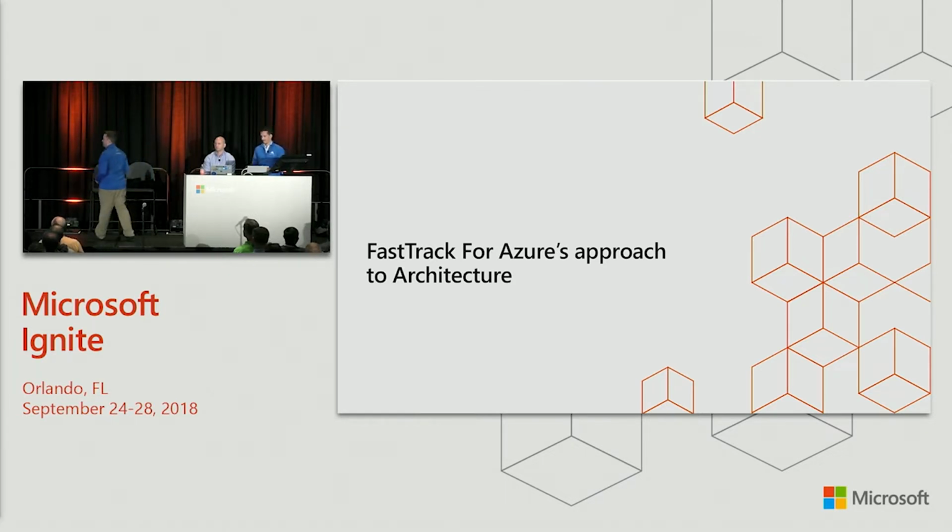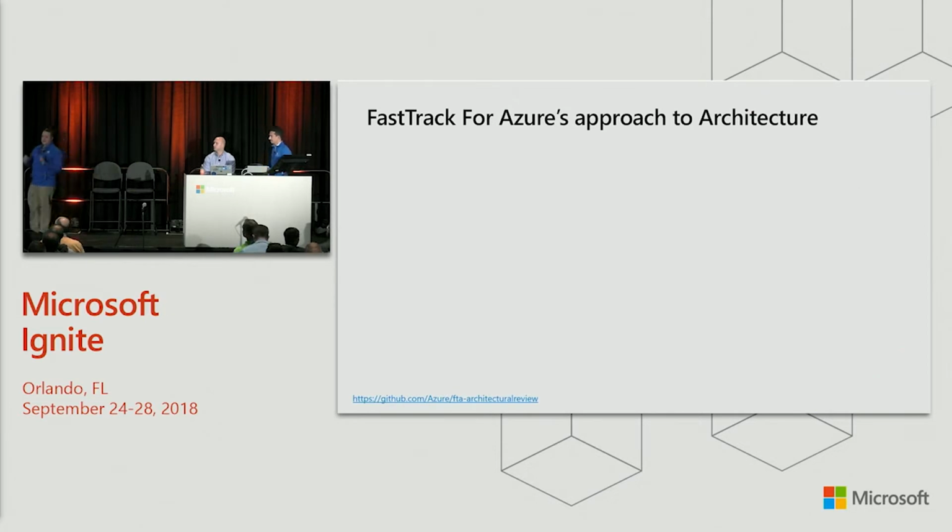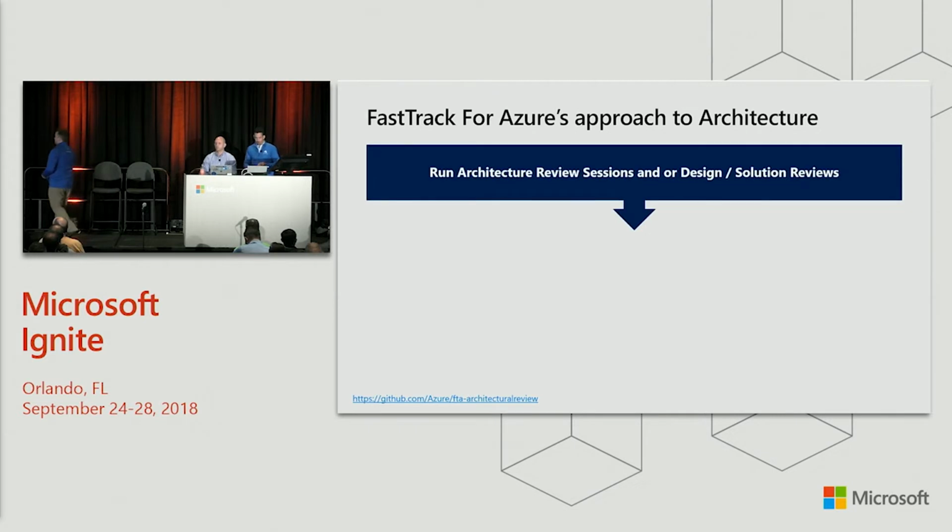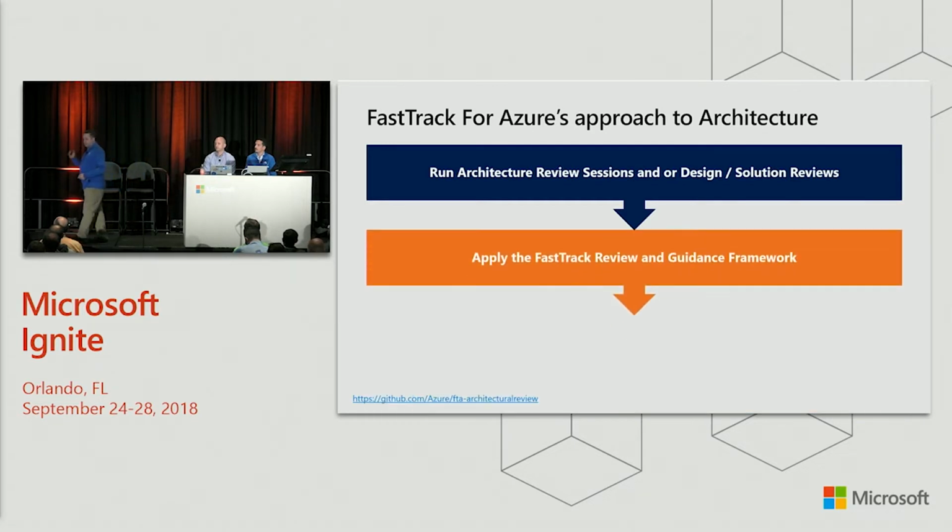Okay, so what do we do when we work with customers? This isn't exclusive to FastTrack. This applies to a lot of teams within Microsoft, but we like to think we're subtly different in how we approach things. Firstly, we'll start to look with customers at what their architecture looks like. We'll go through any documentation that you have. We'll talk to customers and we'll apply our review and guidance framework.